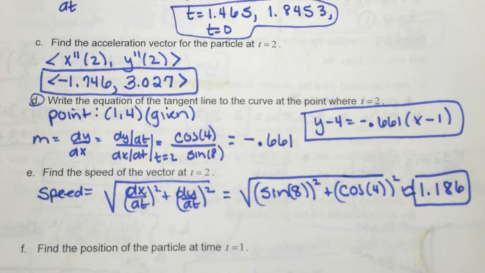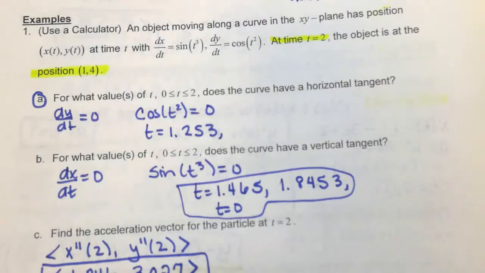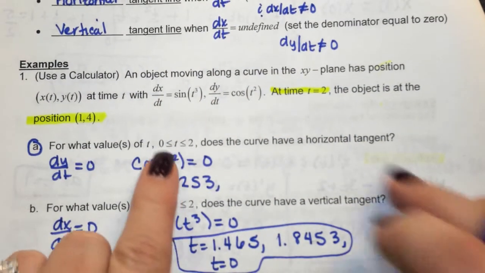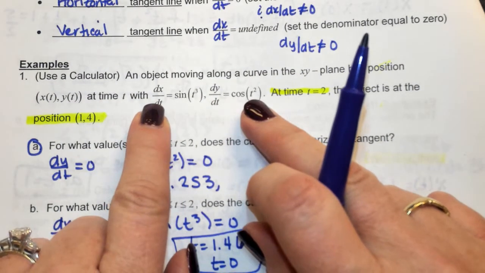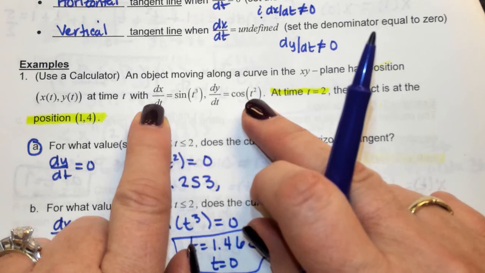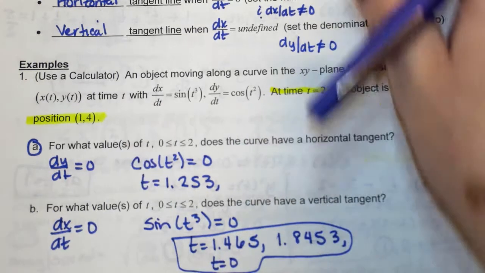So we all come up with about 1.186. So any questions on finding the speed? So now, the last part is to find the position of the particle at time t equals 1. Notice they're giving us your dx/dt and your dy/dt. So for position, you have to find the x and the y coordinate here.